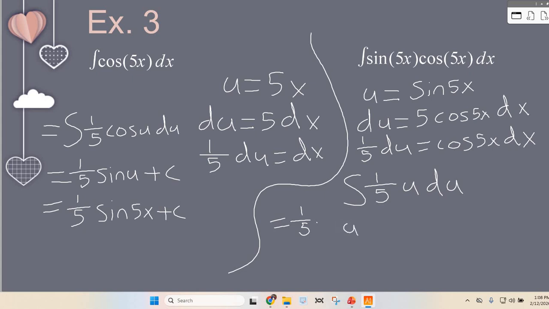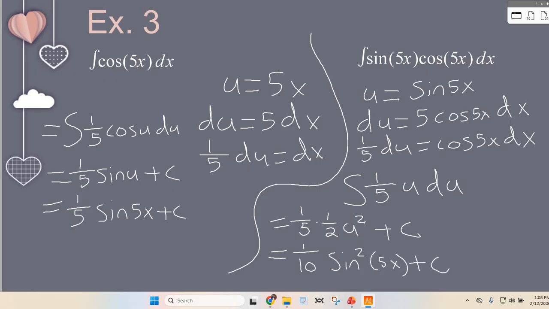But then I have to divide by 2, so I have a 1/2 plus c. So I get 1/10, and then I'm just going to plug my u back in, which is sine of 5x.